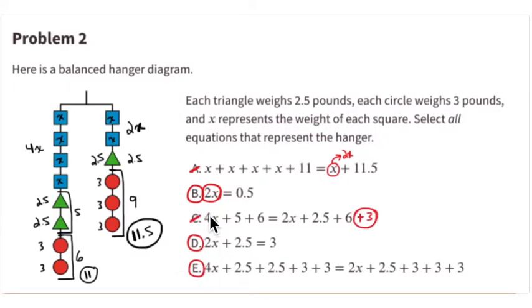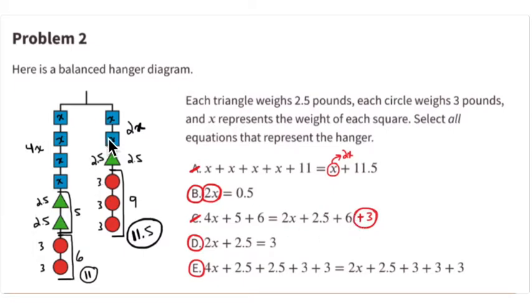And the last one is C. There's 4x's on the left side, plus 5 pounds from the triangles, plus 6 pounds from the circles. On the right side, you have 2x's, plus 2.5 pounds from the triangle, but 9 pounds from the circles. So it's 3 plus 3 plus 3. This equation only has 6 pounds. So you need another 3 pounds to make this balanced.